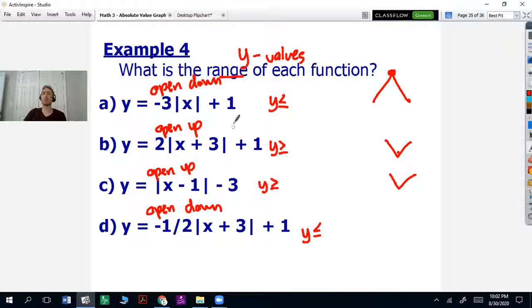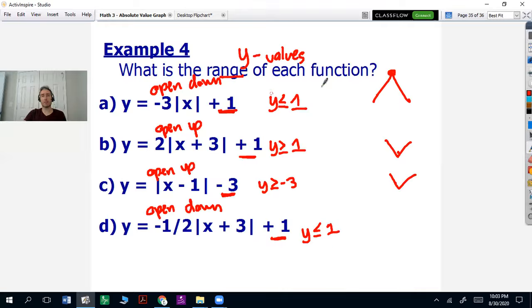Now you can get that number really quickly. It's this part of the vertex. That's either the maximum or minimum y value, because that's where it shifted up or down. So in this case, it'd be y is less than or equal to 1. This case, the same, but it'd be y is greater than or equal to 1. This would be y is greater than or equal to -3. And then this would be y is less than or equal to 1, positive 1.